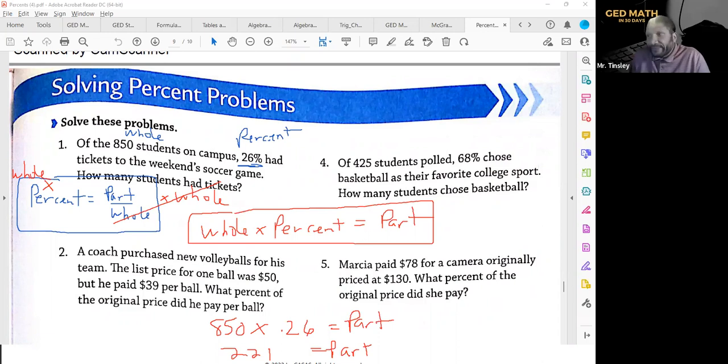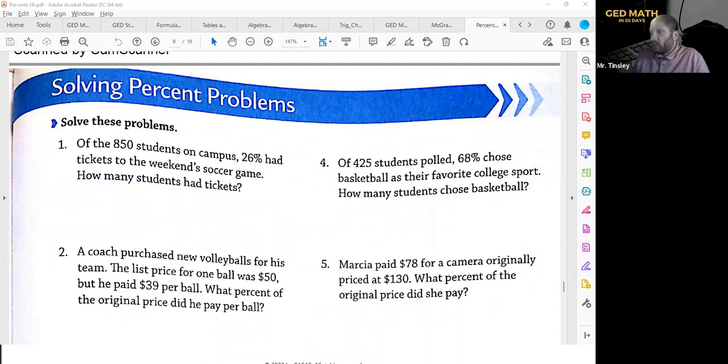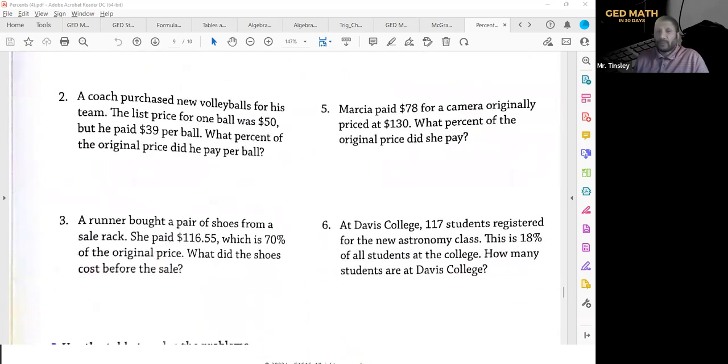Okay, let's try it. Let's try number four. No, number four is similar, so we're not going to try number four. Let's look at number two. We're going to identify those. A coach purchased new volleyballs for his team. The list price for one ball was $50, but he paid $39 for the ball. What percent of the original price did he pay per ball?